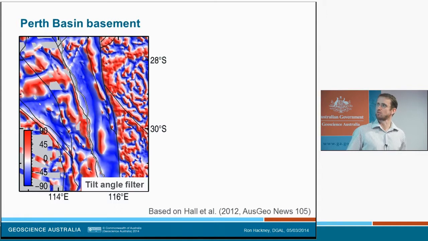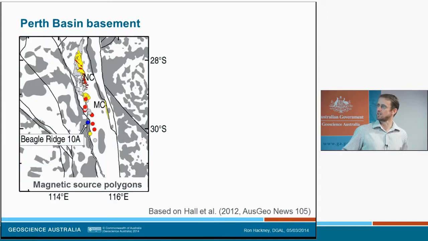So we can then just simplify this a little bit. The grey areas here are just outlining these areas where the tilt angle filter is positive. And then what's also plotted on here is coloured up in terms of what the basement composition is. The legend will come up in a second, sorry, but basically the red colours are granitic basement, the yellow colours are meta-sedimentary rocks, and there's one example here where it drills through into a meta-igneous basement.